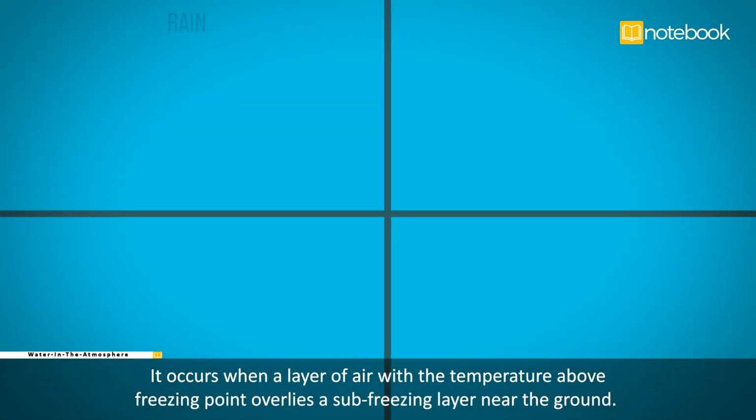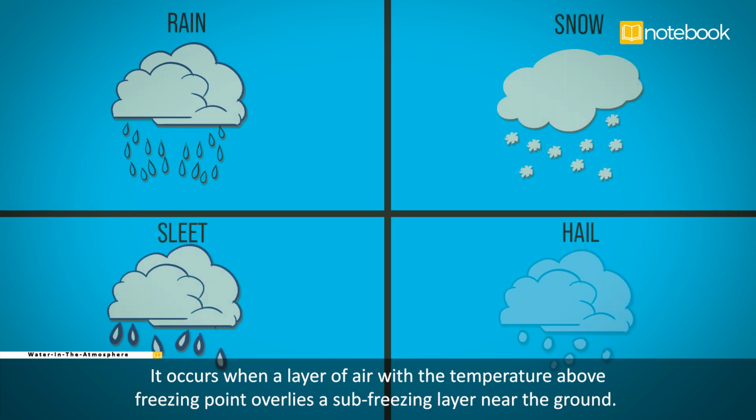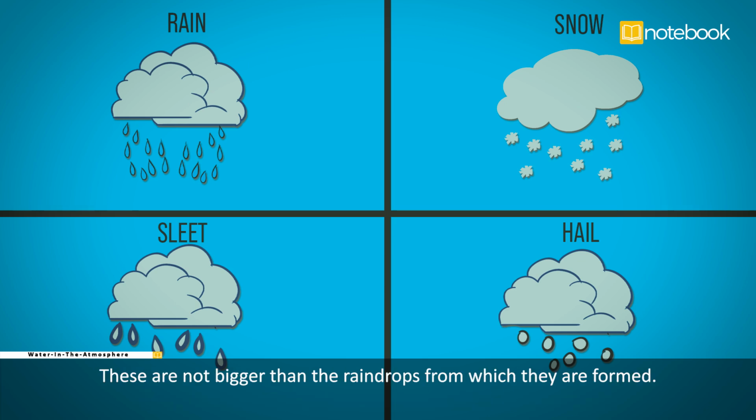Sleet is the frozen raindrops and refrozen melted snow water. It occurs when a layer of air with the temperature above freezing point overlies a sub-freezing layer near the ground. These are not bigger than the raindrops from which they are formed.